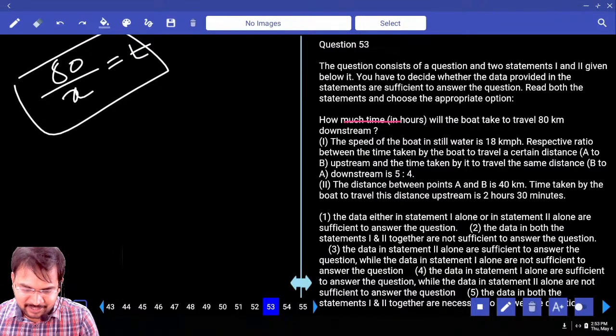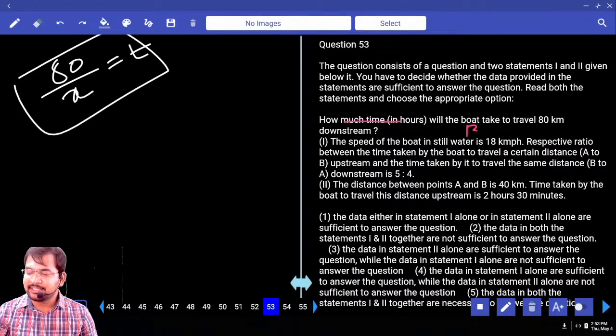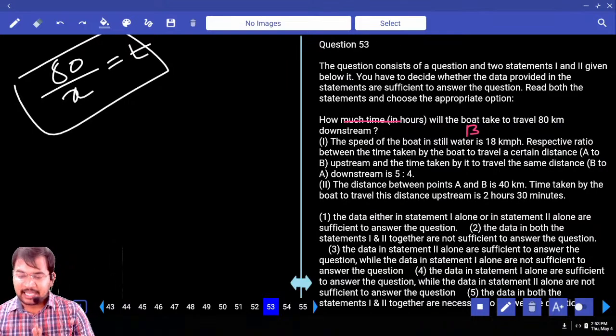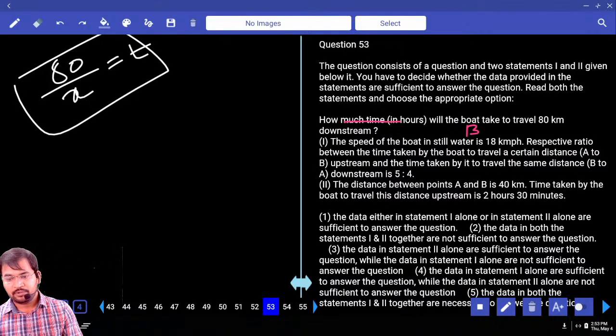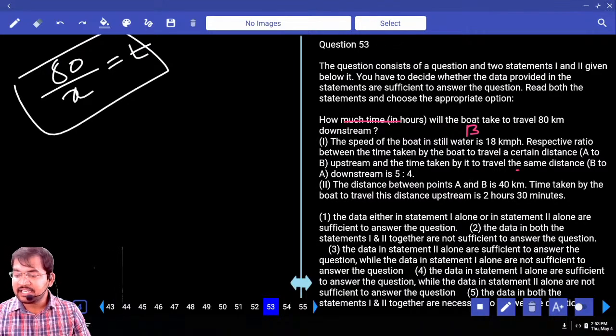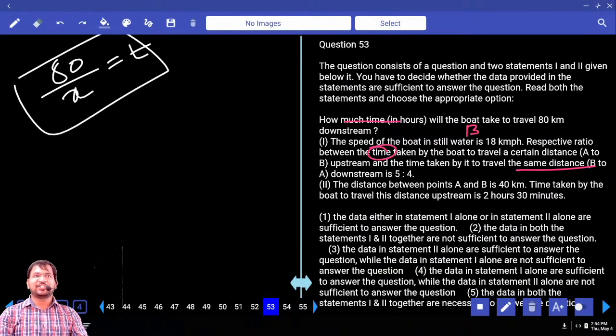See the first statement. The speed of the boat in still water is 18 km/h. This is not x, this is b. The speed of the boat they have given. The respective ratio between the time taken by the boat to travel a certain distance A to B upstream and the time taken to travel the same distance downstream is 5:4. They have given the times ratio, for the same distance, so distance is constant. You will get the speeds ratio.